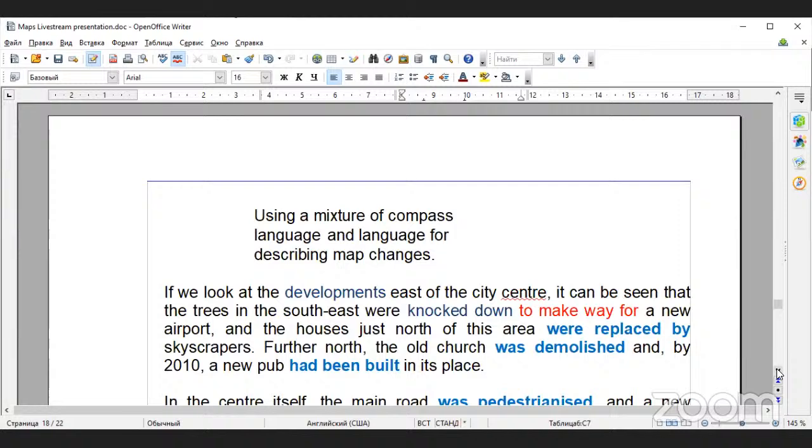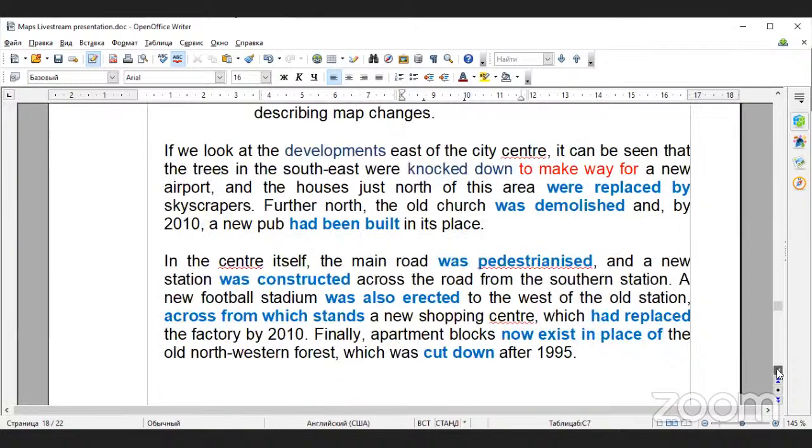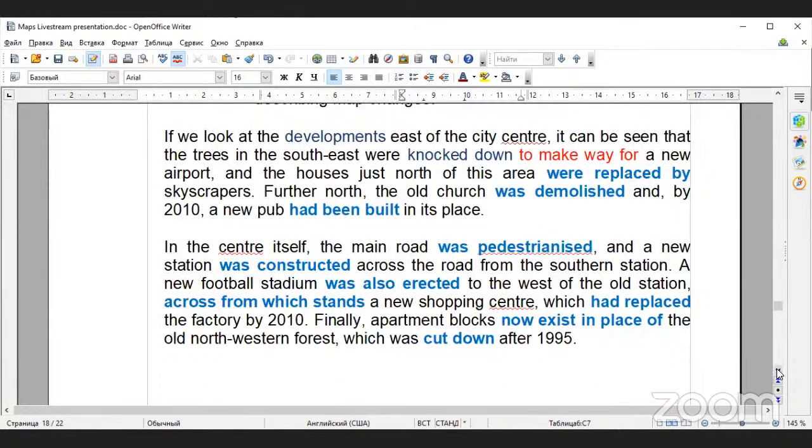Then here's an example. It's just an abstract text which shows how you can use the language which we learned today for describing maps. Okay, so if we look at the developments east of the city center, it can be seen that the trees in the southeast were knocked down to make way for a new airport, and the houses just north of this area were replaced by skyscrapers. Further north, the old church was demolished, and by 2010, a new pub had been built in its place.